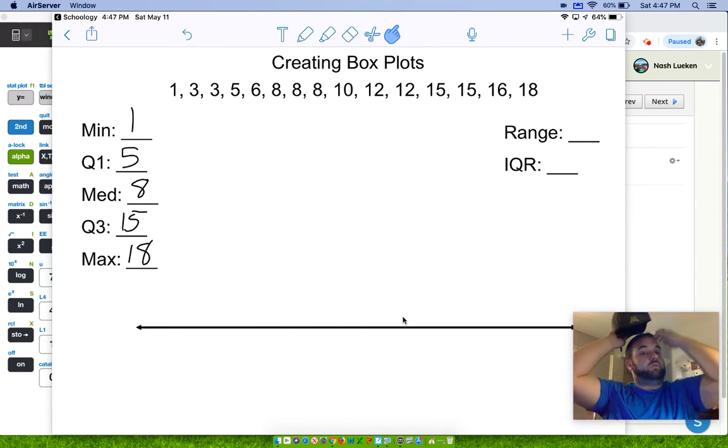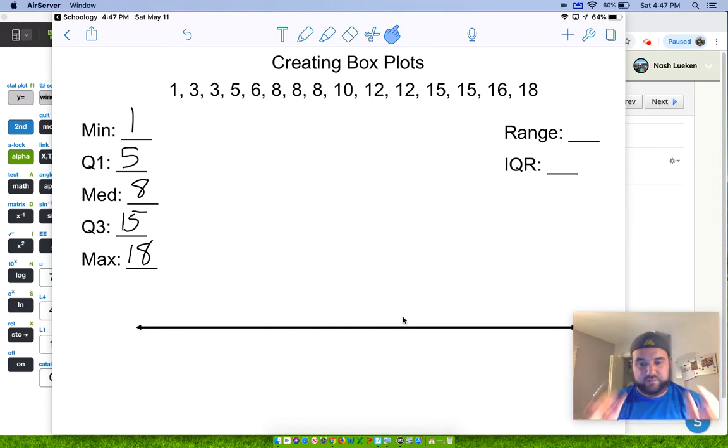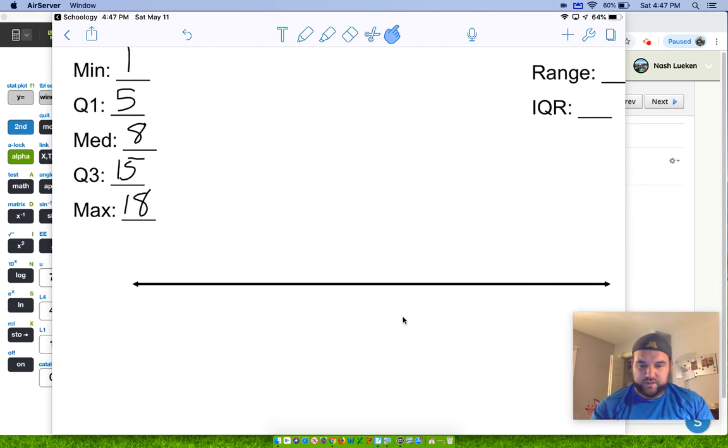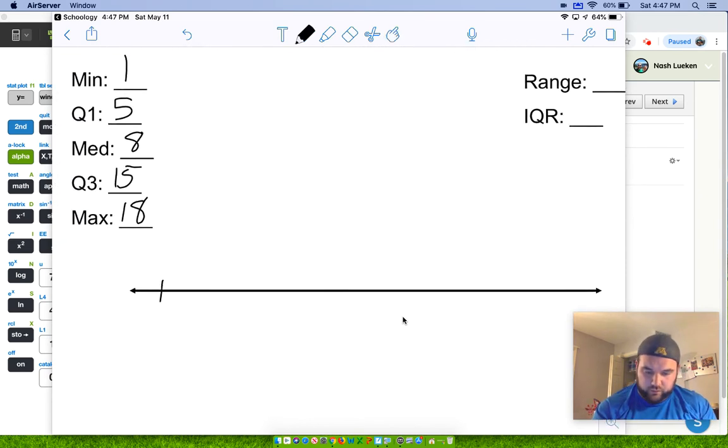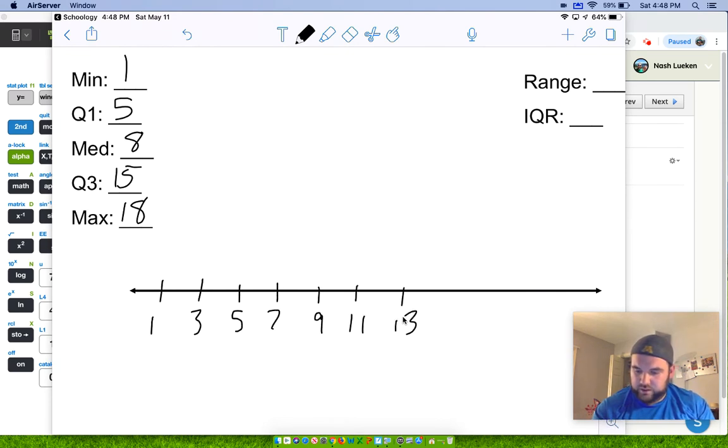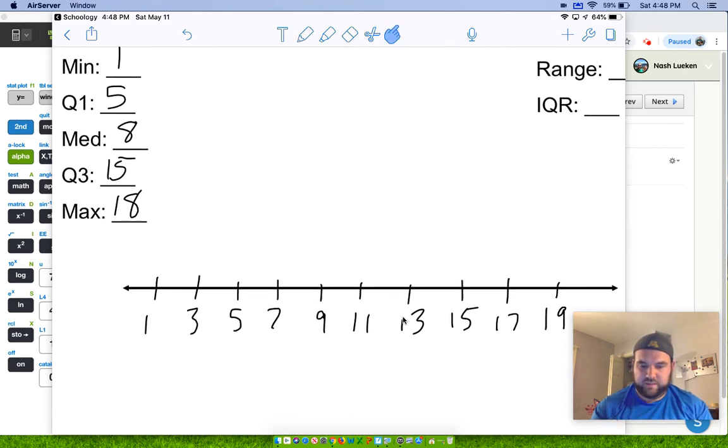There's my 5-number summary. So to actually create this box plot, you have some flexibility. Just make sure that you label. I'm not even going to make you number by ones or whatever. I'm just going to go by 2s here. 1, 3, 5, 7, 9, 11, 13, 15, 17, and 19. Don't need to go further than that because 18 is my maximum value.